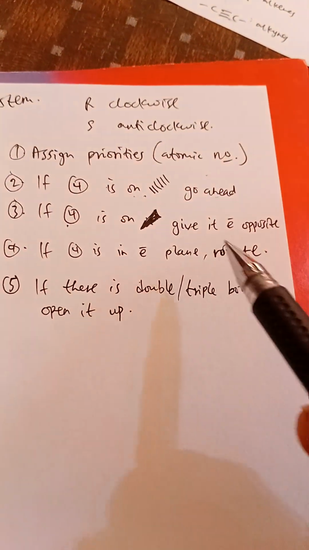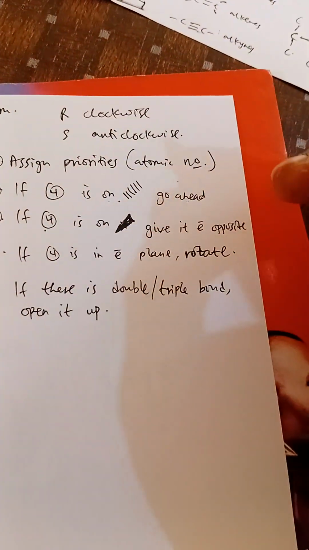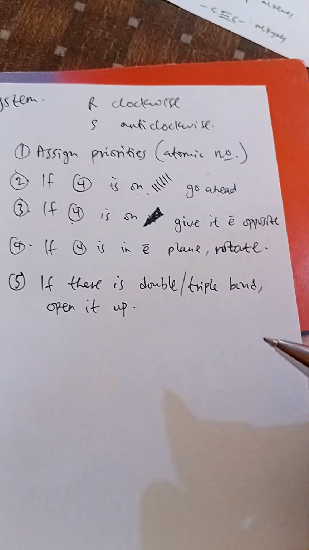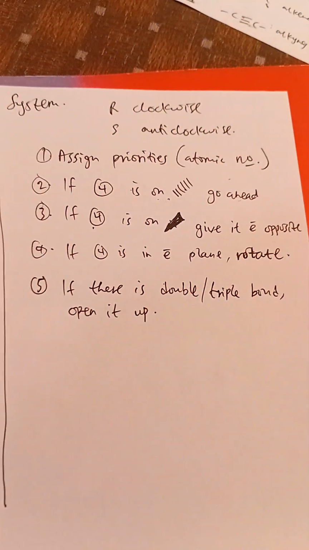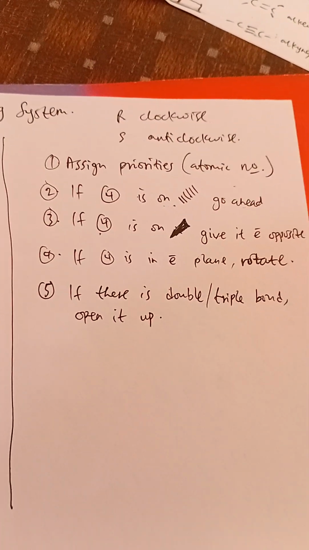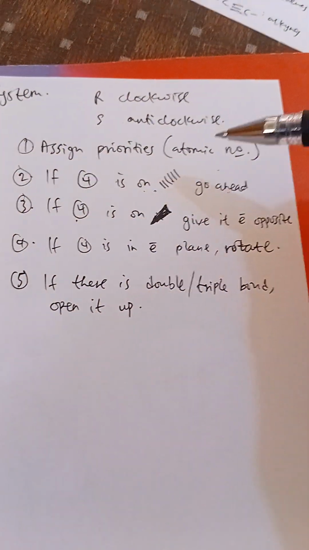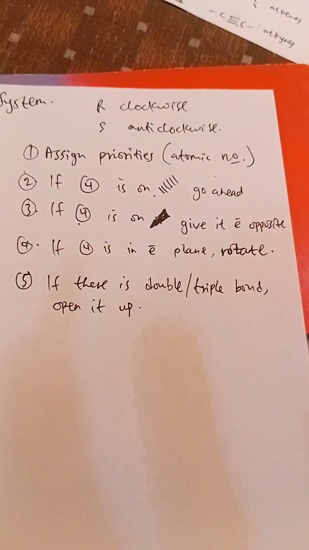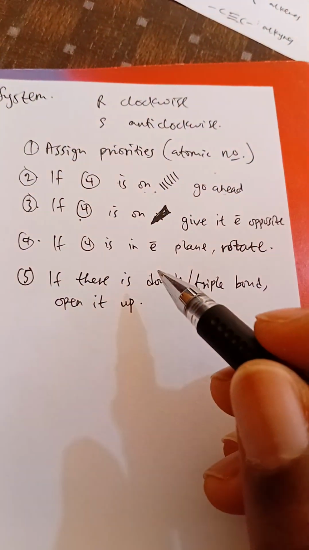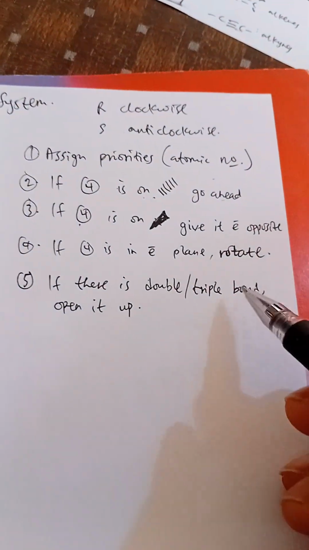Now, if your number 4 is in the plane, meaning on the straight line. In our previous video, the very first video I made on the introduction, I made clear the difference between solid wedge, broken wedge and in the plane. Good. So if it's in the plane, what do you do? That's when you do your rotations.